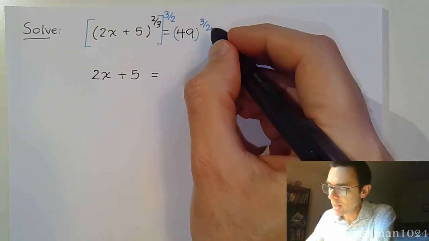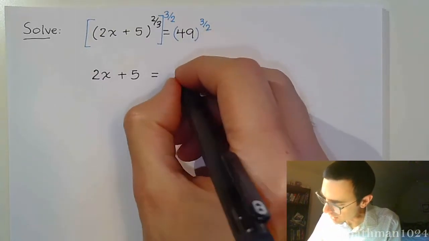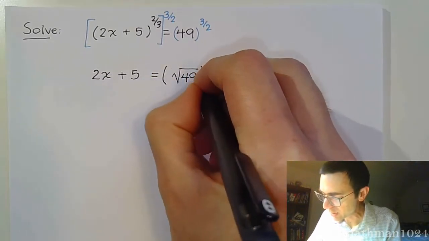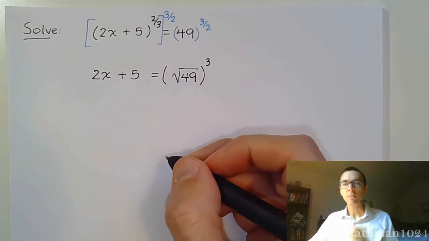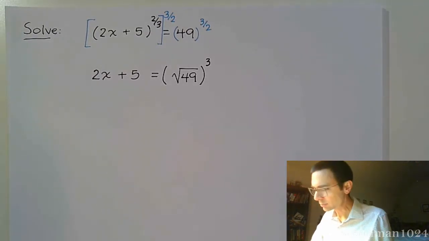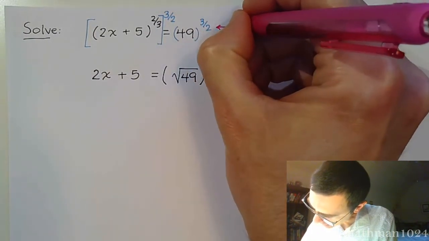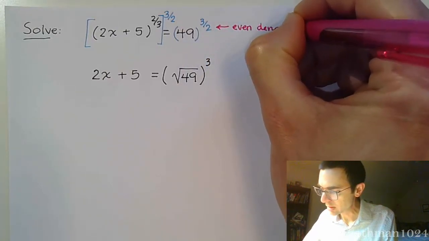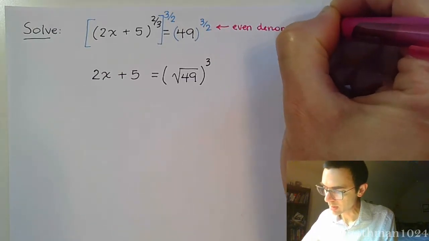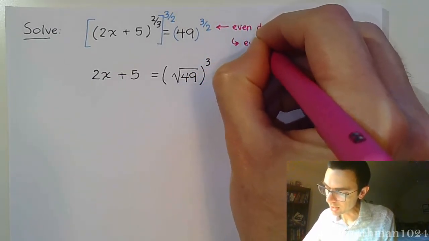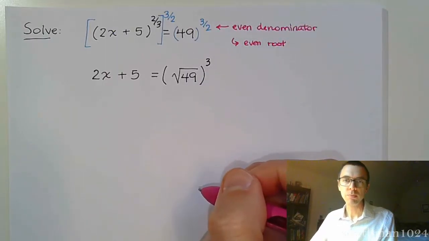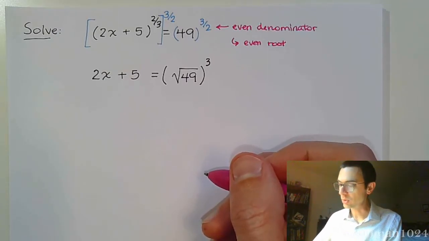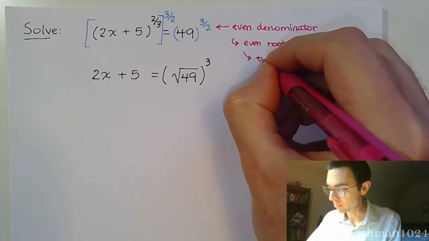On the right side, the denominator tells you the index, so this means I'm dealing with the square root of 49, and I'm going to be raising that to the 3rd power. But here's where you have to make a little note. Notice that this is even, so you have an even denominator for your power, which means that you are dealing with an even root, which means this is connected to that square root property, which means you're going to have 2 solutions, or 2 answers from here.